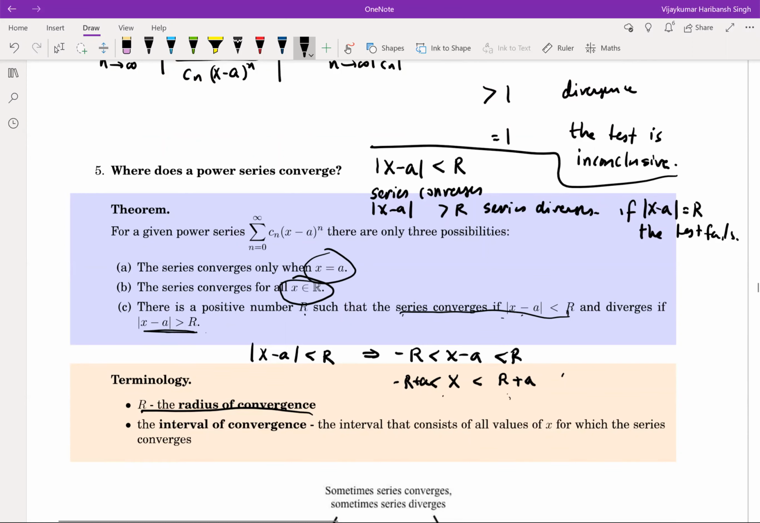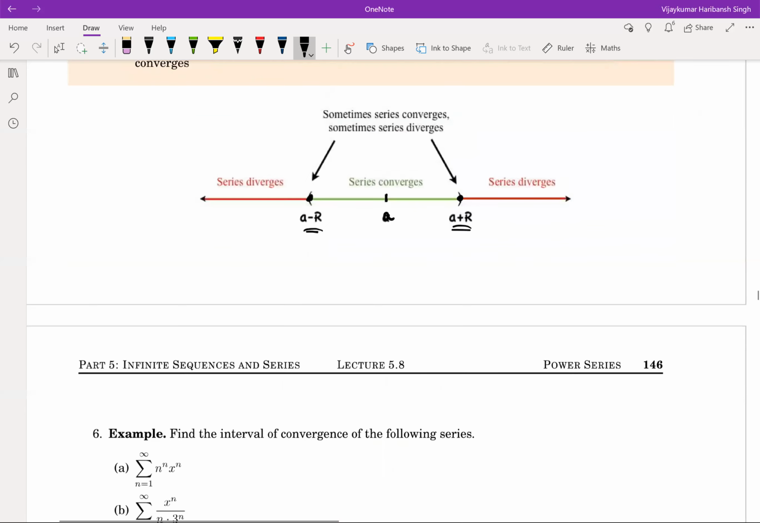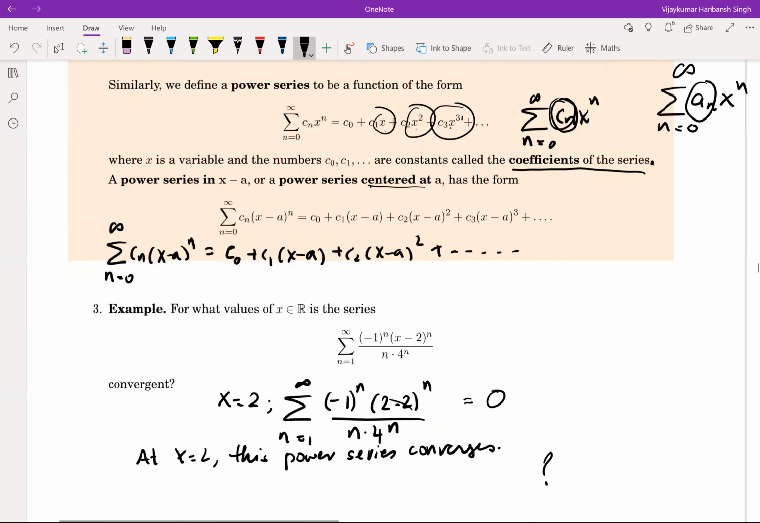If I draw this, here's how it's going to look. You have the center of the series, a. Then x between a minus r and a plus r, the series is convergent for sure. Outside this, the series is divergent for sure. And at the endpoints of this interval, sometimes it converges, sometimes it diverges. So for that, we have to employ a special test and check at these points separately. Okay, so this is how we go about convergence of power series. So let's look at an example first. Let's go back to our original example here.